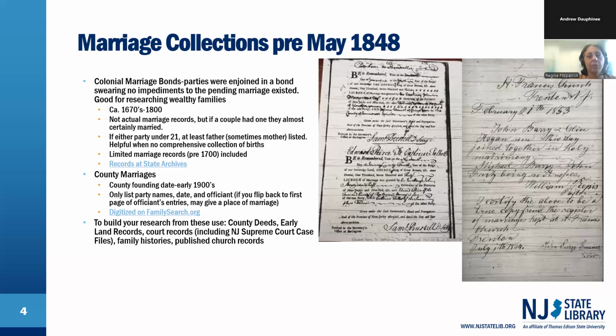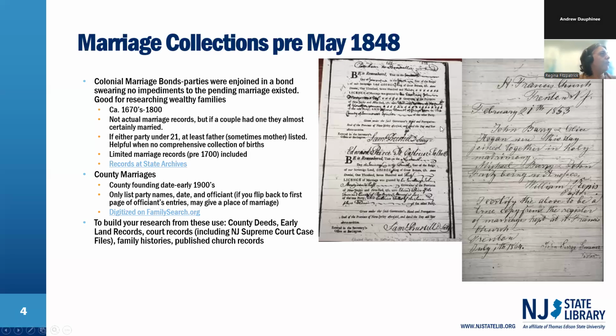It's fantastic for researching wealthy families because, again, they had to put up a 500-pound bond, swearing that no impediments to the pending marriage existed, basically. The one interesting thing about these is if you have any indication that either the bride or the groom was under 21, if you flip the bond over on the other side, there may be a note from the parents or the dad stating, I am okay with this marriage. Yay, because they were minors getting married. They might find a parent or guardian needed to sign off. If dad was no longer with us, mom may have signed the bond too.